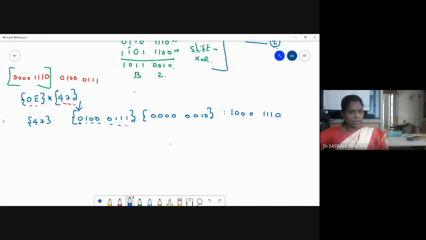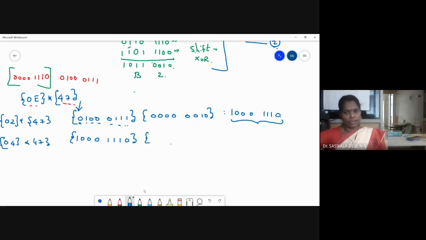So now 47 is to be multiplied by 4. You just take this, 10001110. When you multiply this by 2, you will get the result in polynomial. So this is multiplication by 02. Now this is multiplication by 04. Here I'm going to multiply by 2. So 000100, this is actually 4.